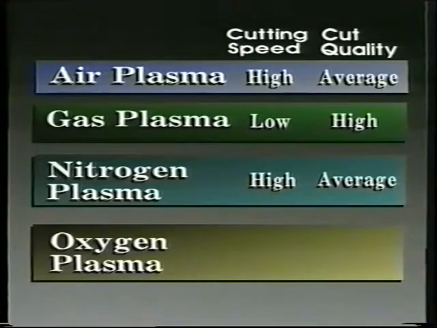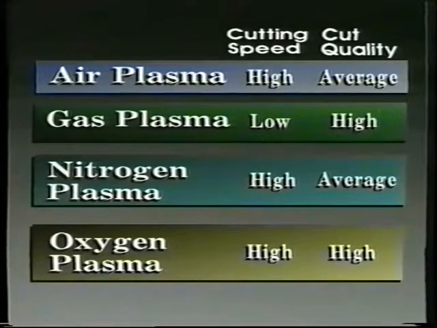Oxygen plasma, which gives a high cutting speed and high cut surface quality. We note that only oxygen plasma gives you both a high cutting speed and high cut surface quality.